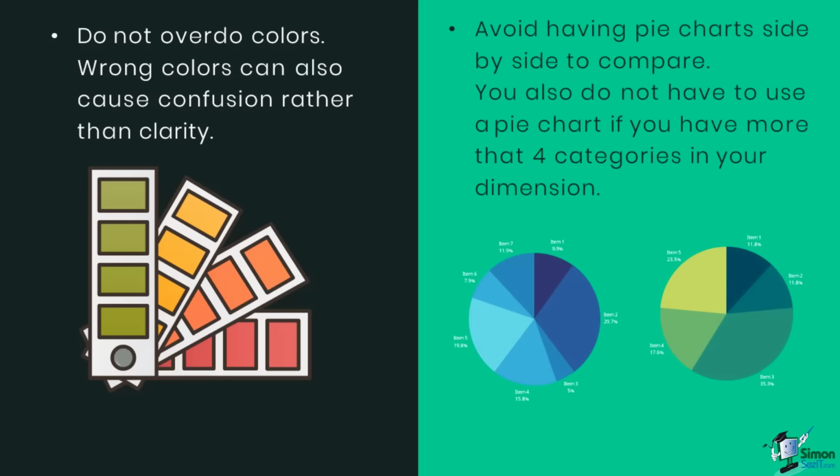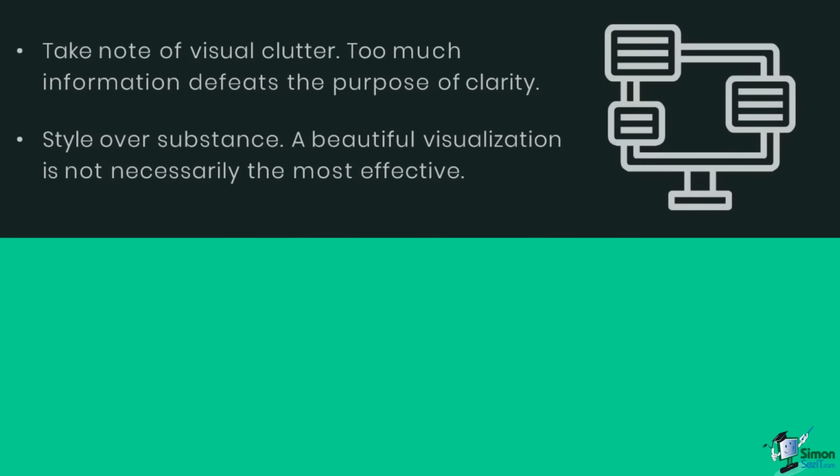Avoid having pie charts side by side to compare. You also do not have to use a pie chart if you have more than 4 categories in your dimension. Try not to squeeze too much information into them. Take note of visual clutter. Too much information defeats the purpose of clarity. Use a maximum of 9 KPIs and remove all visual clutter.